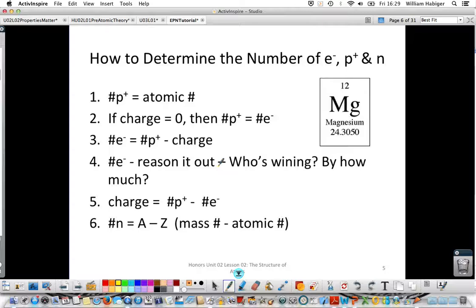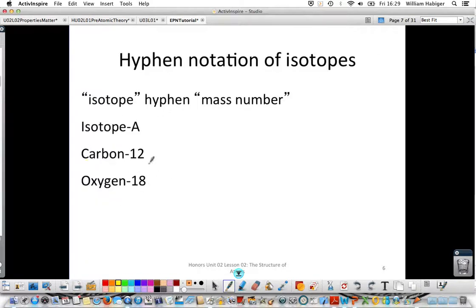In order to be given the mass number, it's more likely going to be written in some sort of isotope notation, either hyphen notation or nuclear notation, sometimes called isotopic notation. Okay. Hyphen notation looks like this: you have the name of the element, a dash, and the mass number. So carbon-12, that isotope of carbon, has 12 protons and neutrons. Okay, not 12 of each, but 12 total. And oxygen-18 has 18 protons and neutrons altogether.